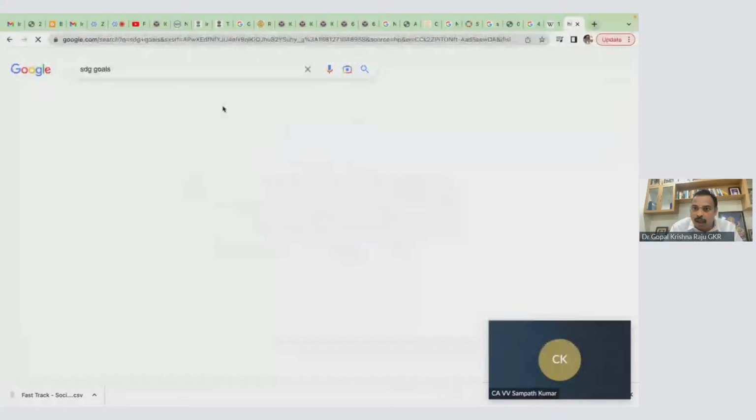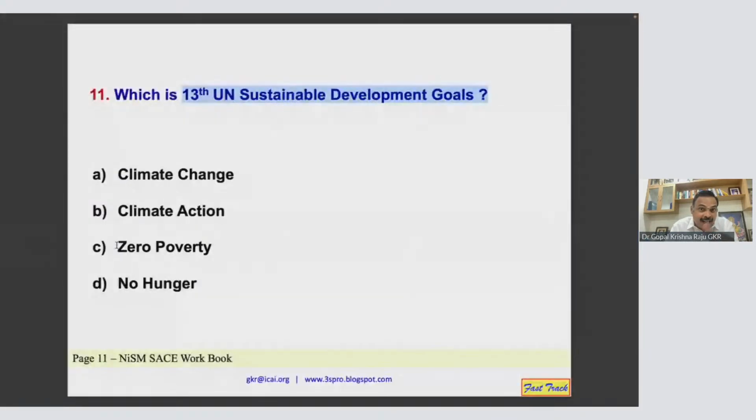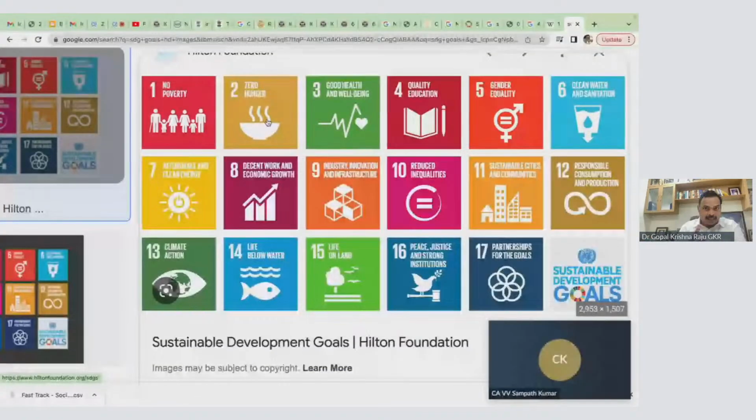Please look at this, guys. You have these 17 items listed here. Very interesting. 1, no poverty, zero hunger. Now look at this question. Hunger should be zero and poverty should be no. This is fundamental. It is no poverty, zero hunger. So it is not no hunger. Zero hunger has a different meaning.